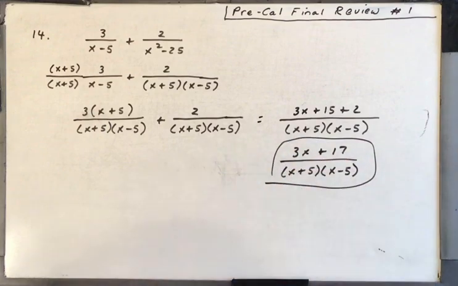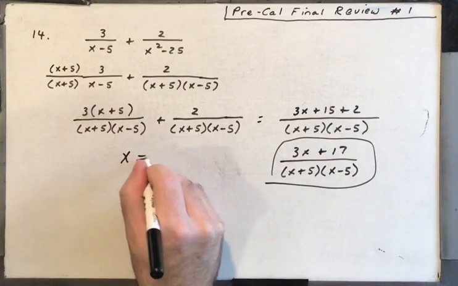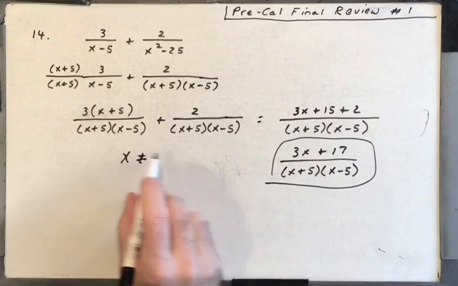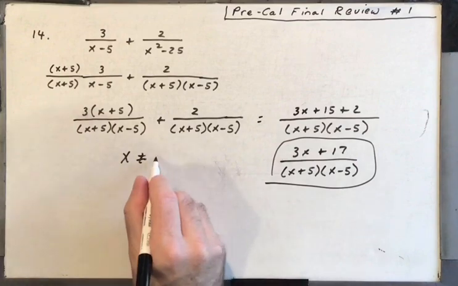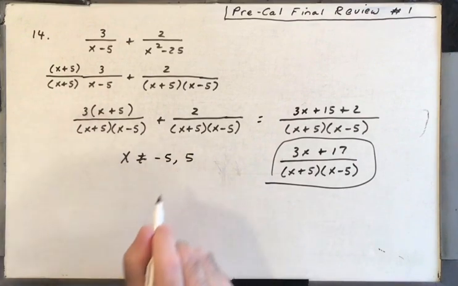And there you go. If it said domain restriction, what is the domain restriction? You tell me before I write it. Negative 5 and positive 5.